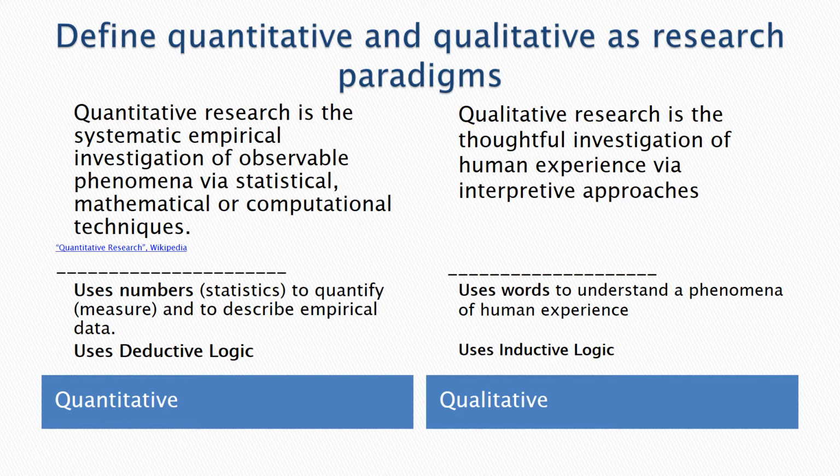On the right-hand side here is the qualitative research domain, and qualitative research is a very thoughtful, systematic investigation of a human experience. And it's via interpretive approaches. So a variety of different ways that we gather data, but we're really gathering words and descriptions to understand a phenomenon of human experience. And this uses inductive logic, which we're going to look at shortly.